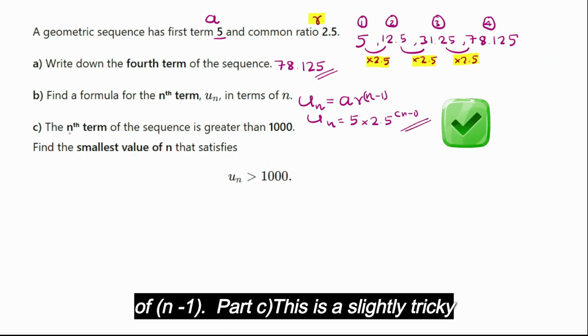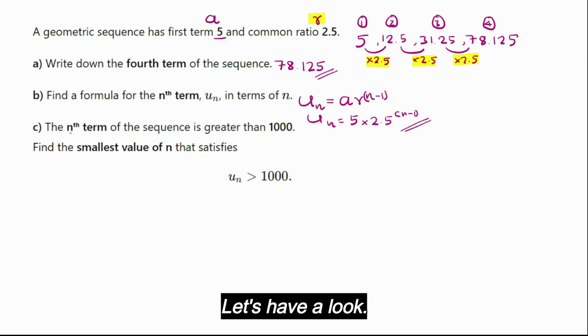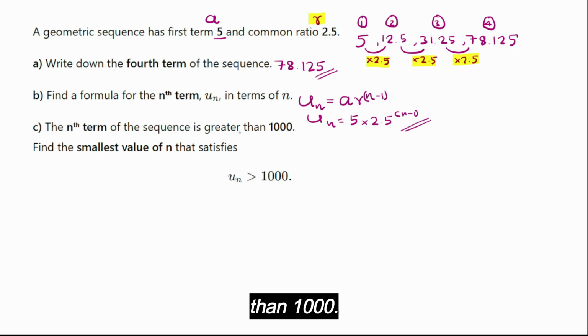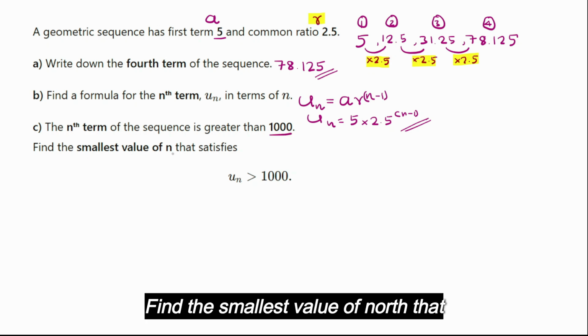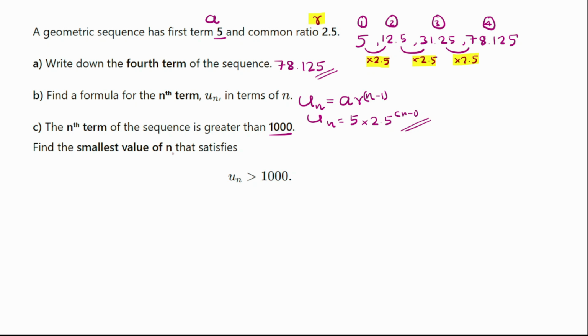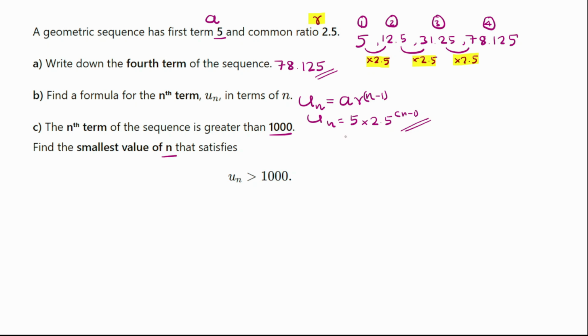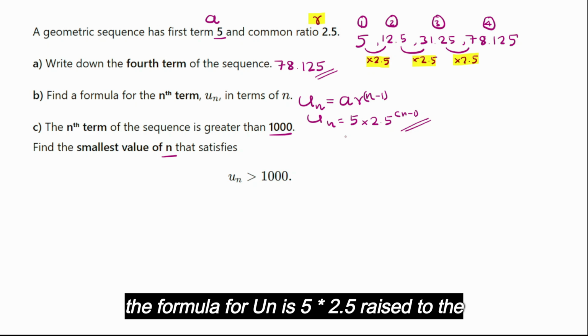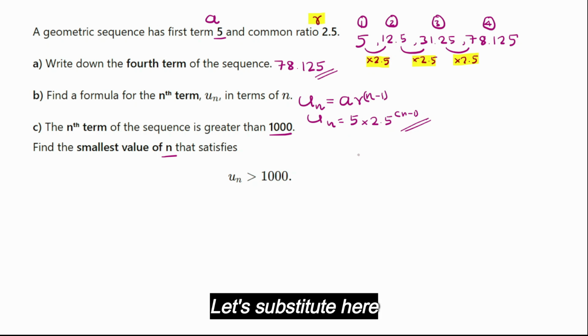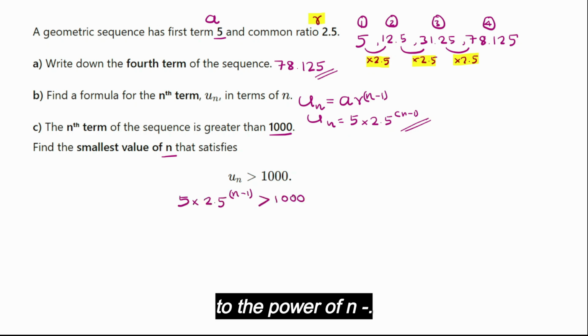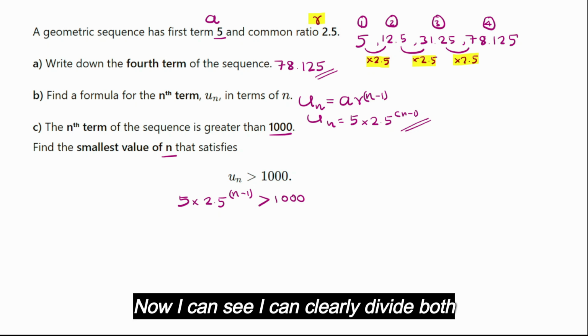Part C. This is a slightly tricky one for most people. Let's have a look. The nth term of the sequence is greater than 1000. Find the smallest value of n that satisfies this. So we know un is more than 1000, and the formula for un is 5 times 2.5 raised to the power of n minus 1. Let's substitute: 5 times 2.5 to the power of n minus 1 is more than 1000. Now I can clearly divide both sides by 5.